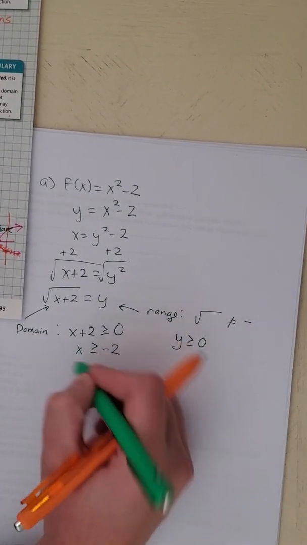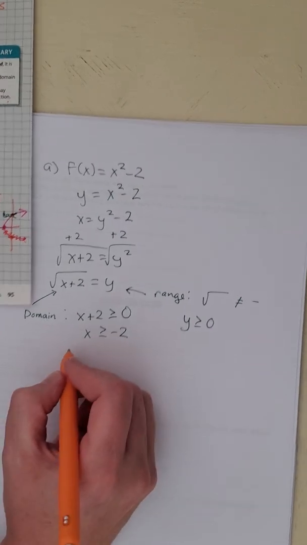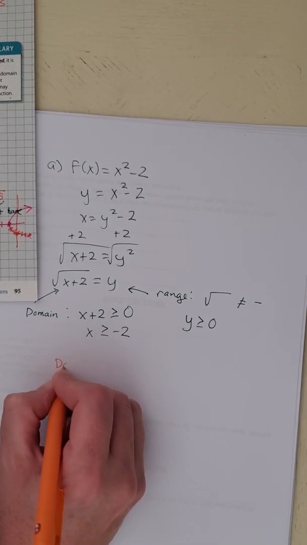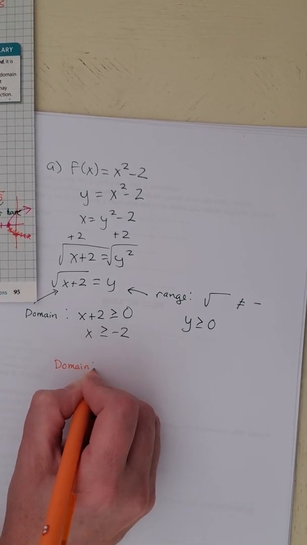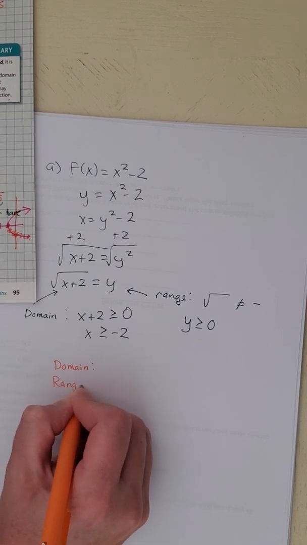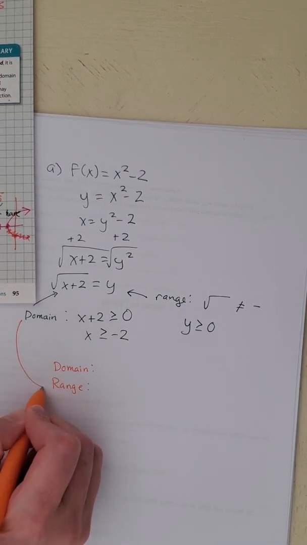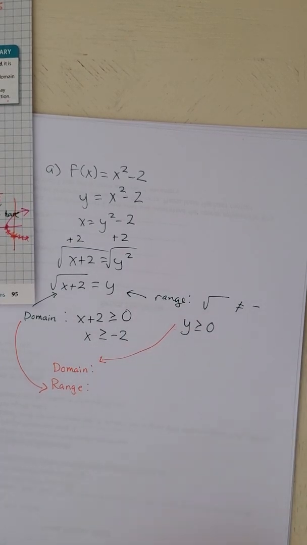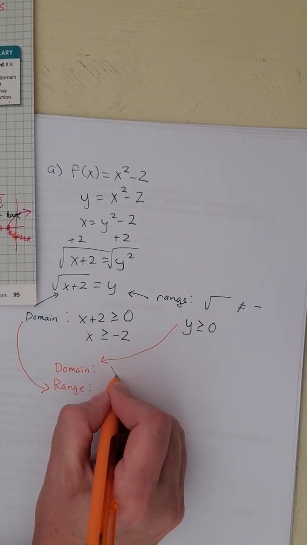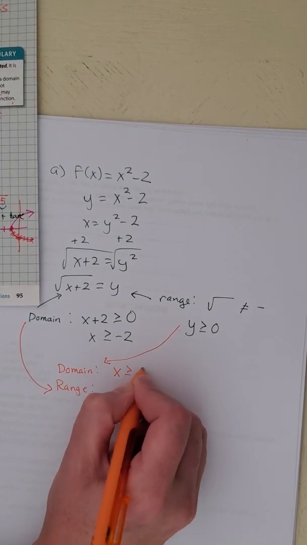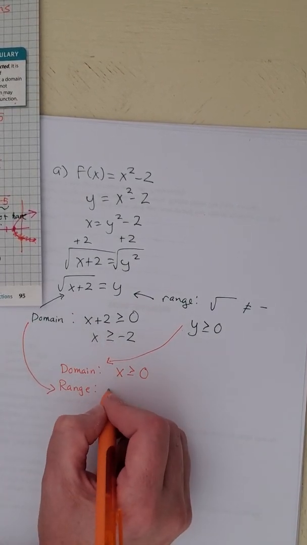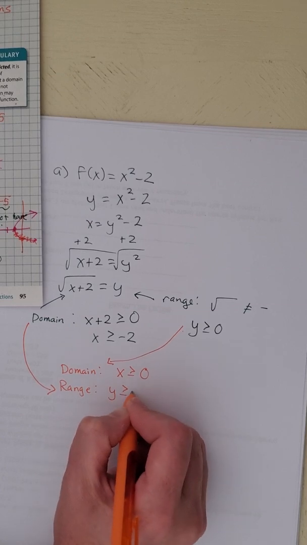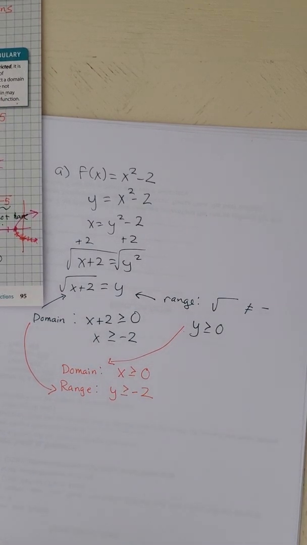Okay, so the domain and range of my inverse function are the range and domain of the original. Remember that my domain is going to be my range, and my range is going to be my domain. So my domain is x has to be larger than 0, and my range is that y has to be greater than or equal to -2.